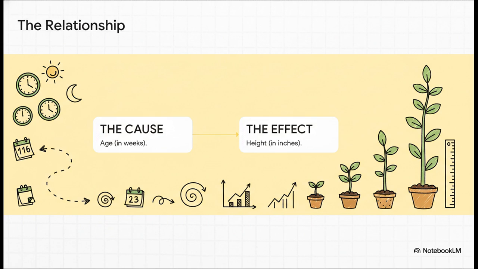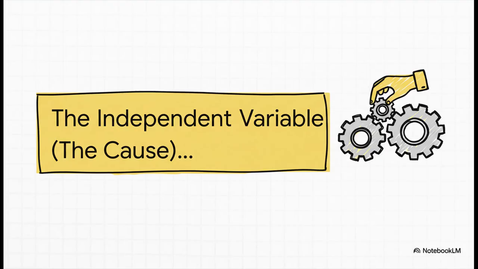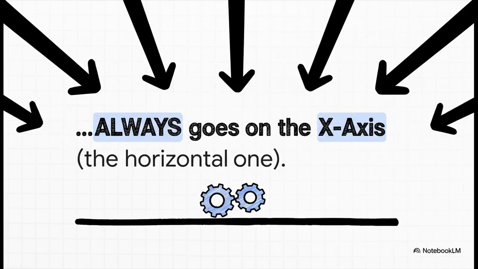So now, let's put it all together. All right, this is the moment we've been building up to. We know how to find the cause, we know how to find the effect. Now we can finally lay down the unbreakable, the golden rule of graphing. And I promise, after this, you are never going to forget it. First, you take your independent variable, the cause, the thing you're changing or controlling. And it always goes on the x-axis, the horizontal one. Just think of the x-axis as the foundation of your chart, running flat along the bottom.